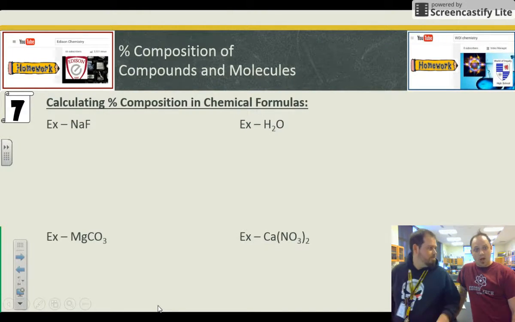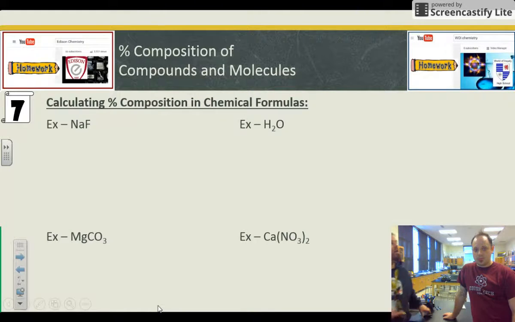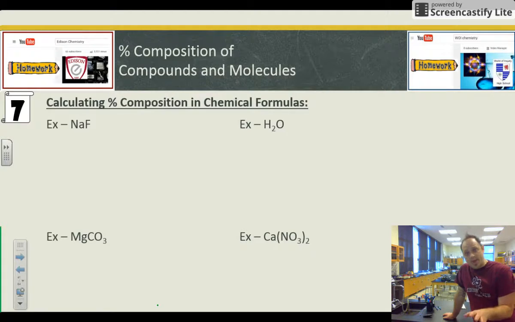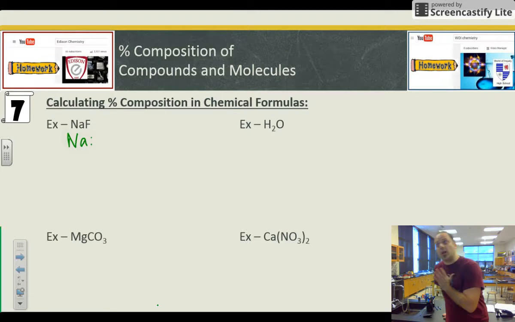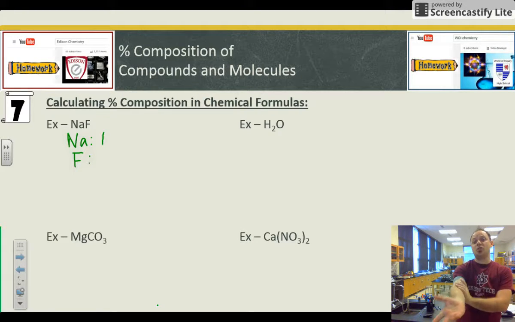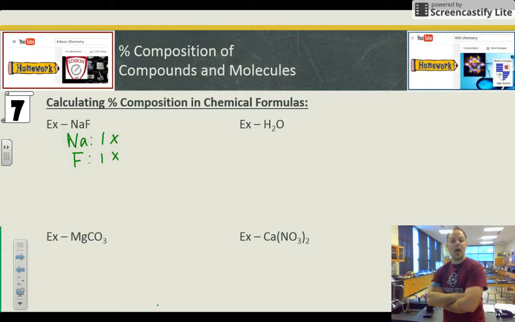My turn at the board? I think it's your turn at the board. All right, sweet. We're going to find out each element this time? Yes. So we have to start with gram formula mass. So what Mr. Milks is doing is setting it up to find out the number of each type of element. Good so far? He's got one of each.